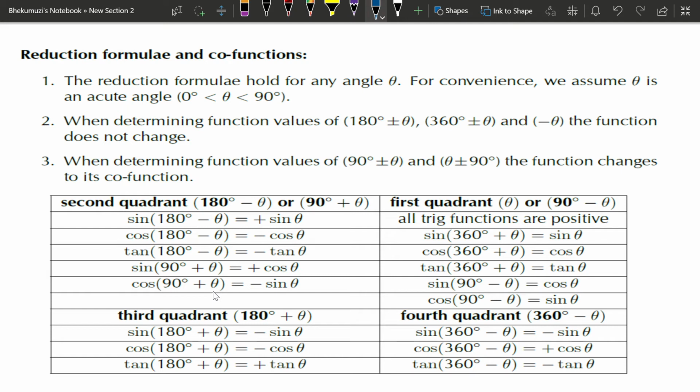Then you change cos into sine, but because it started off as cos, and I am moving to the second quadrant, 90 plus theta, that would make me negative, right? That's just another quick way of thinking of the cofunctions, and then you can see the rest. That's how we would do it.